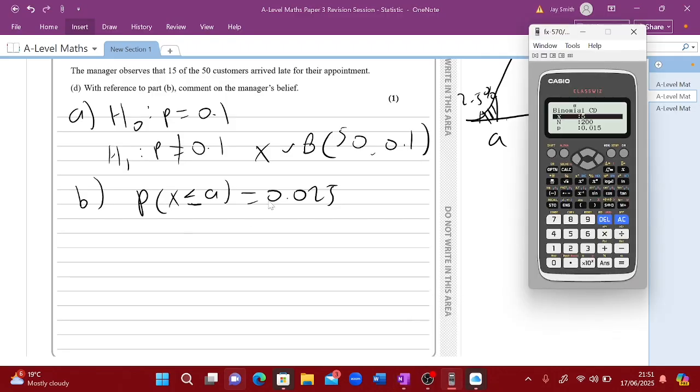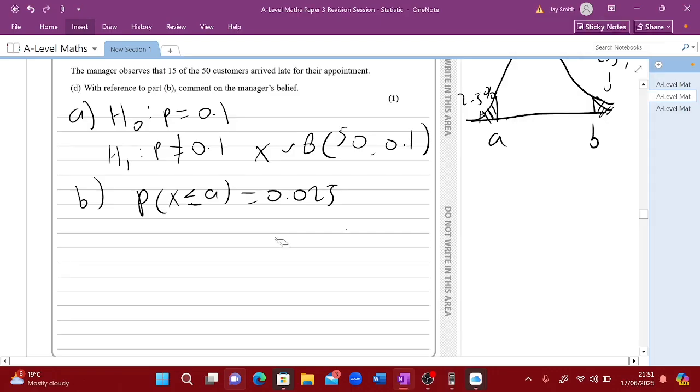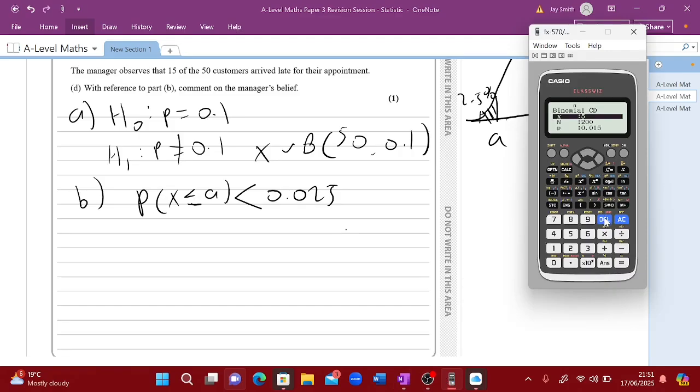until you get the first value that's less. Actually, it's not equal to, it's less than. There we go. Okay, so we do have the CD option. Let's pick 1. Then N was 50, then 0.1. So it's 0.03, but 0.03 is bigger than 0.025. So that's not fine. Then the only other value is 0, and that is 0.005.